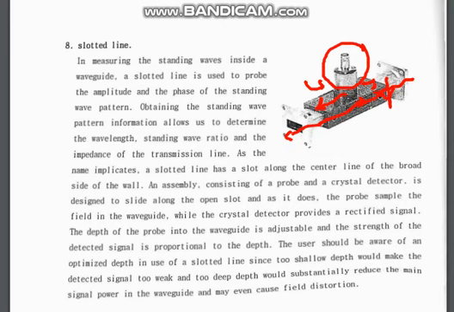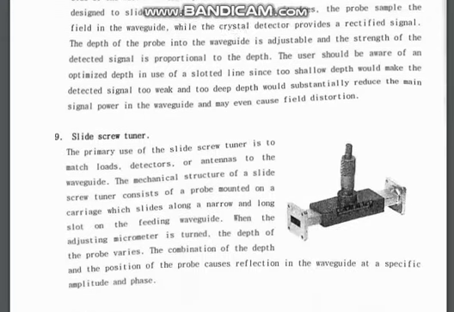So you have to keep two things in mind. First of all, you have to know the optimized depth for that particular signal. If you don't know it, the signal will come out much weaker than you expect. And if you go substantially too deep, that can reduce the main signal power in the waveguide, or may even cause field distortion. So we have to know some optimized value of how deep to go into the slotted line section.